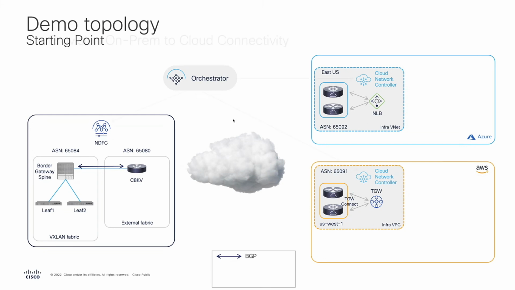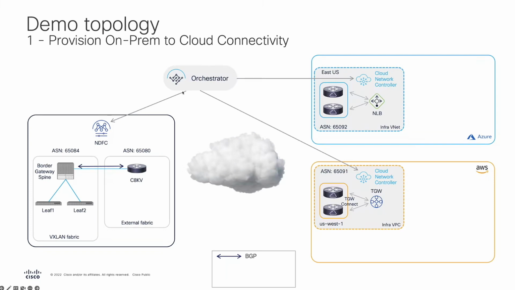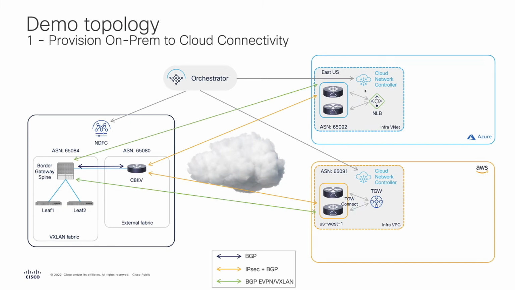Okay, so what we want to do in the first part of the demo, and what I'll show you, is how by interacting with a single system, which is the orchestrator running on Nexus Dashboard, that orchestrator will be able to push configuration on-prem and in the public cloud through interaction with the local controllers, NDFC on-prem, cloud network controller in the cloud, to basically create an IPsec and BGP underlay connectivity between cloud and on-prem, and on top of that, build the famous VXLAN VPN control plane and data plane, which is becoming the de facto standard to establish connectivity between different fabrics or between on-prem fabrics and public cloud.